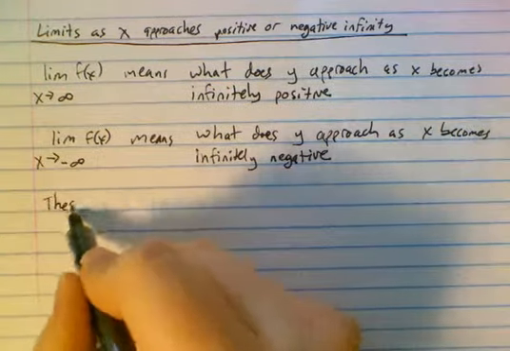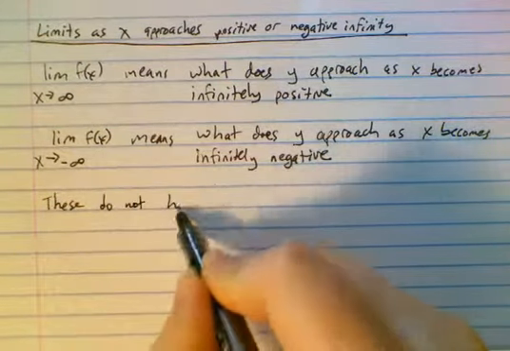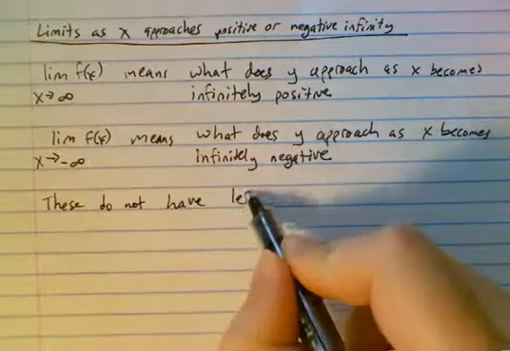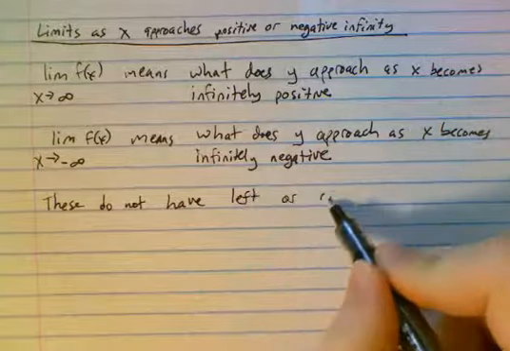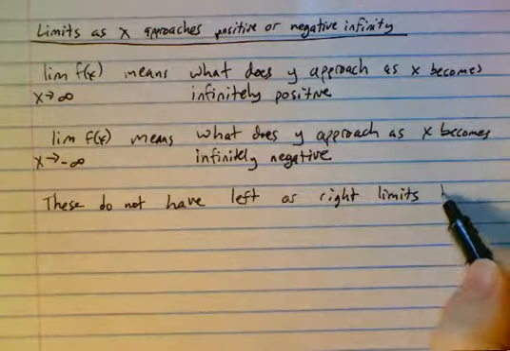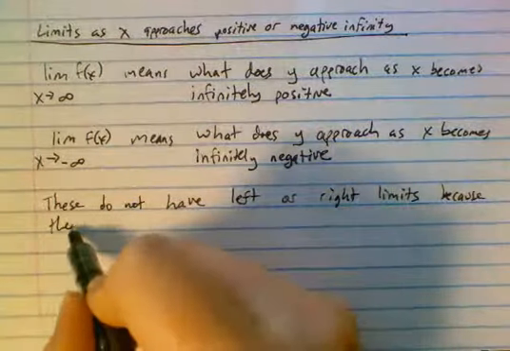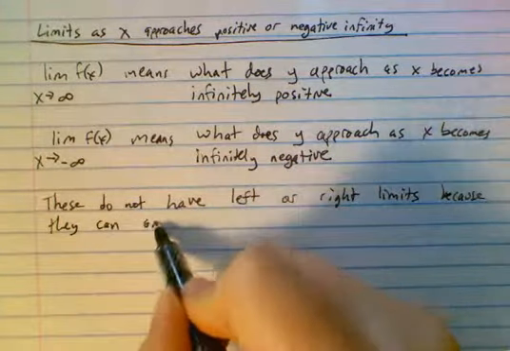So these do not have left or right limits because they can only be approached one way.